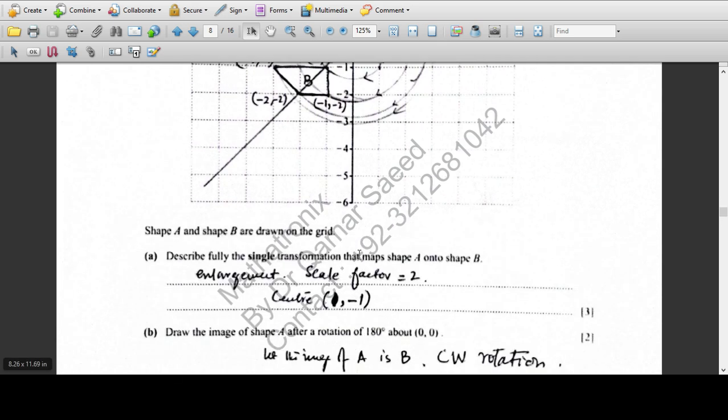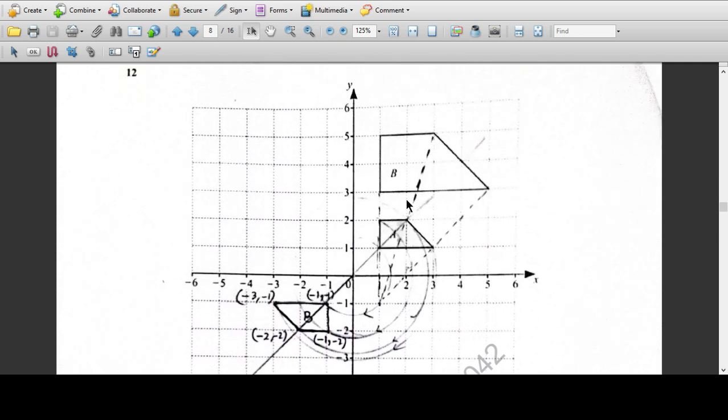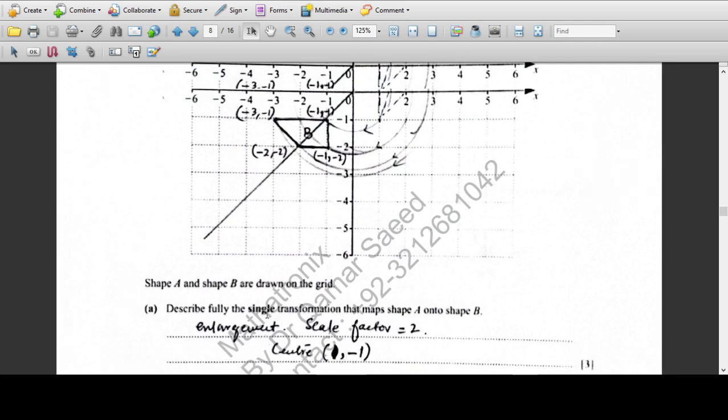So this single transformation of shape A onto shape B is an enlargement with a scale factor of 2, and the center of the enlargement is (1, -1). So this is the single transformation description.